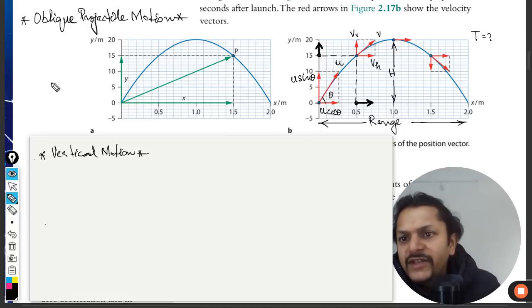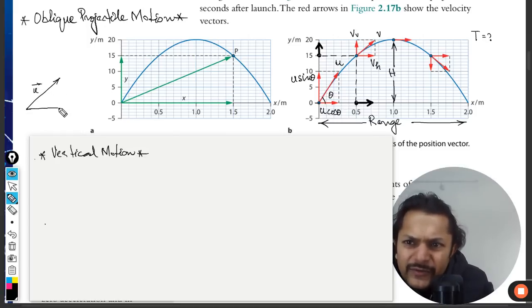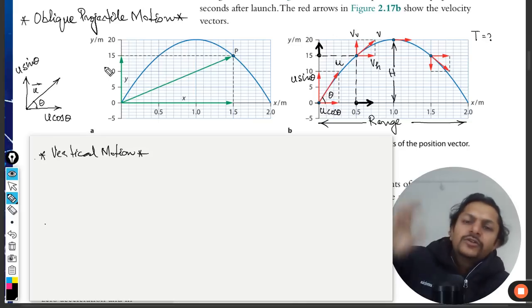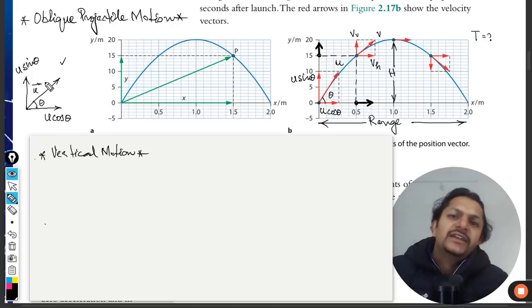I believe that you know how to divide the components, but because vectors are not there in your syllabus for physics, you might be confused. So this is theta, so this becomes u cos theta, the adjacent side, and this becomes u sin theta, the other side, which is perpendicular to that. The same thing is replicated at each and every point.